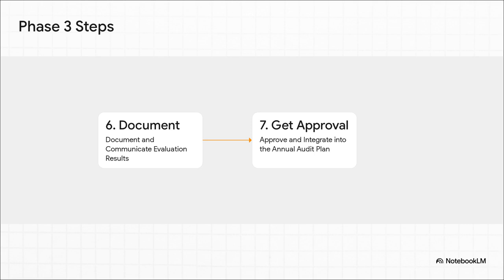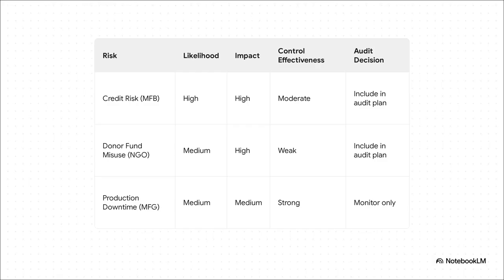Documenting your rationale is absolutely essential for communicating effectively with management and the audit committee, making sure they understand why you're focusing where you are. This table is a great example of that final documentation. It brings everything together in one place: likelihood, impact, control effectiveness, and the final audit decision. This creates a clear, logical, and defensible reason for every choice we've made. And that brings us to the finish line, Step 7, formal approval.